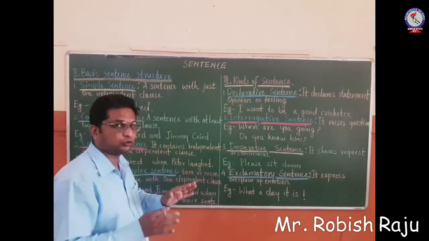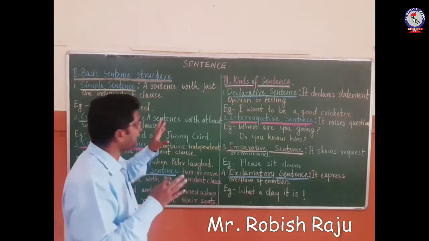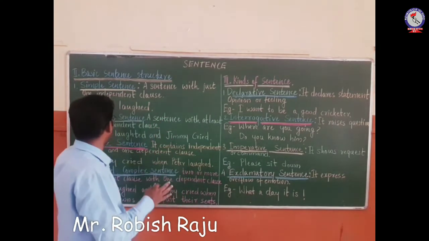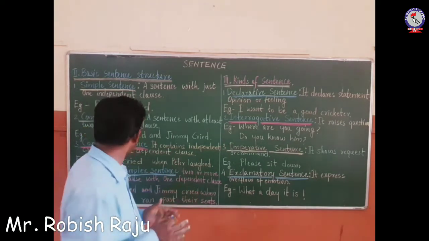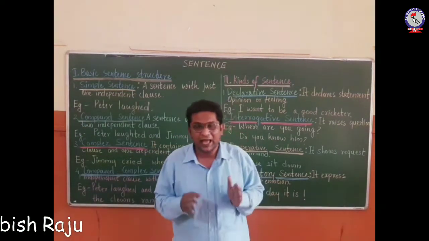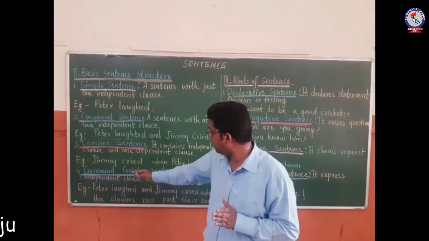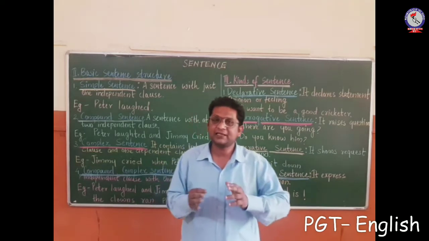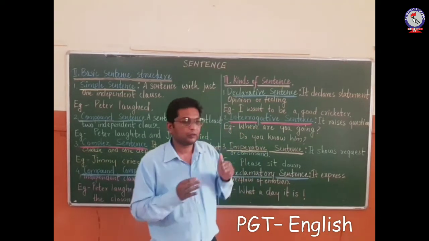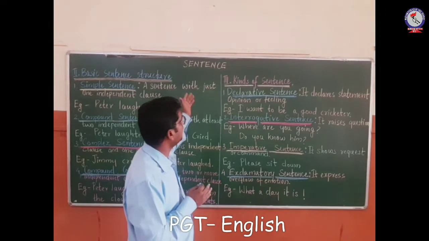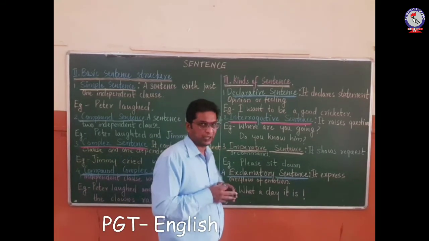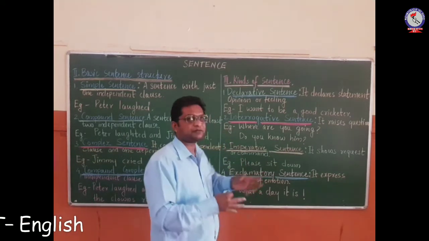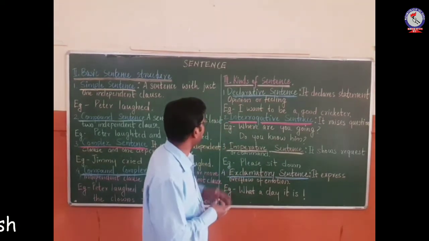So we have gone through all the four sentence structures. Let me remind you once again. Simple sentence, compound sentence, complex sentence and compound complex sentence. These are the four sentence structures. Let us see the kinds of sentence now. Now, what are the types of sentence? Kinds of sentence we have. Let us see the first.